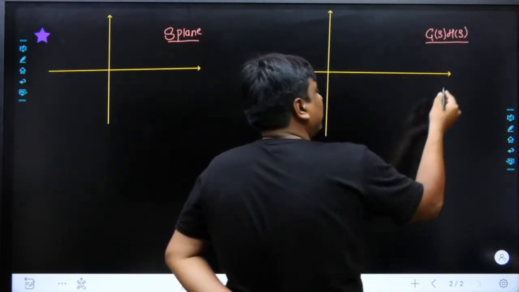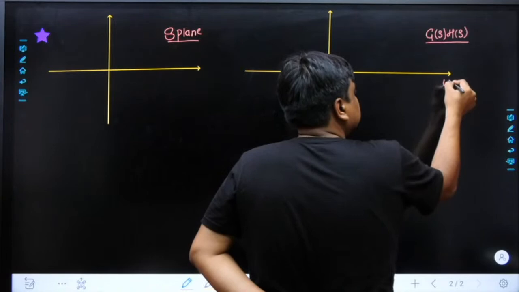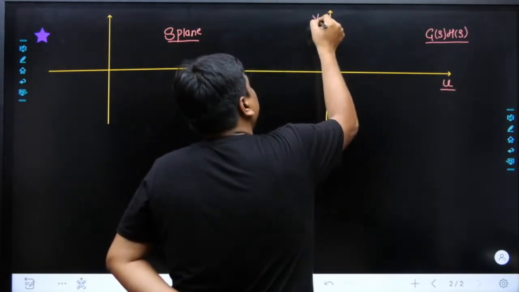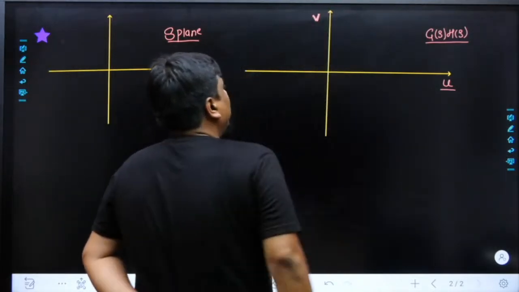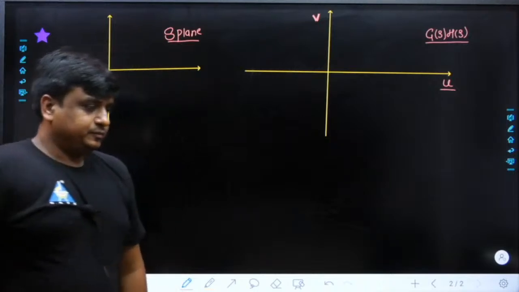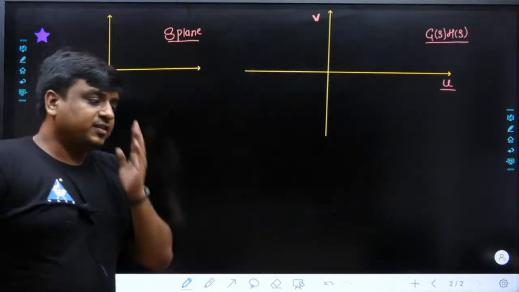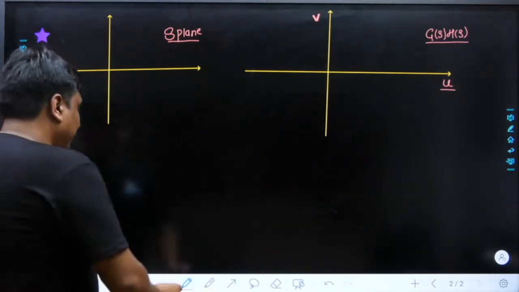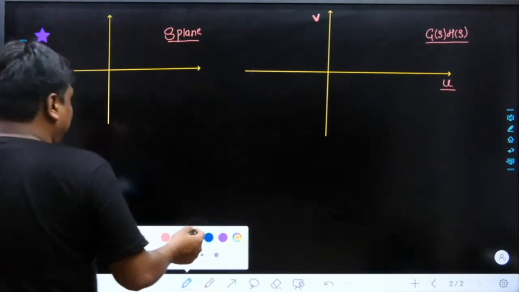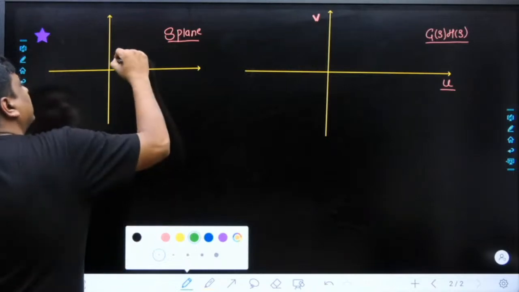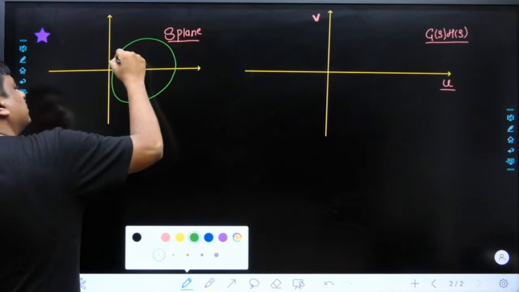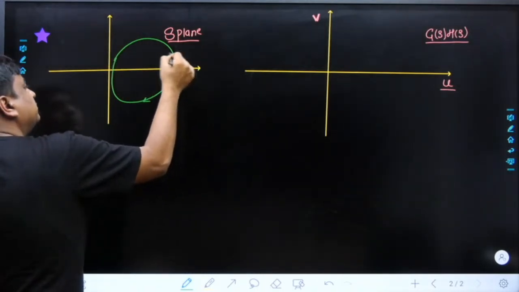Let's take its real part. You can call it U. This has been the U axis, and similarly it had been the imaginary variable of the G(s)H(s), and let's take it's a V axis. So what does the principle of argument say? The principle of argument says, if you had a closed path, a closed contour, let's take you had a closed path, a closed contour in S plane.